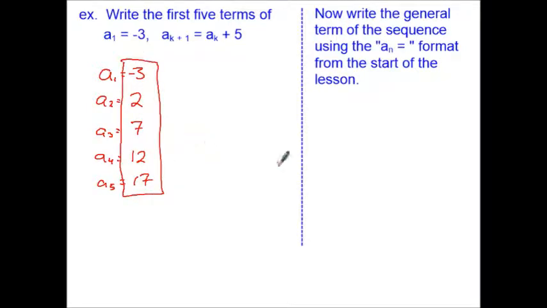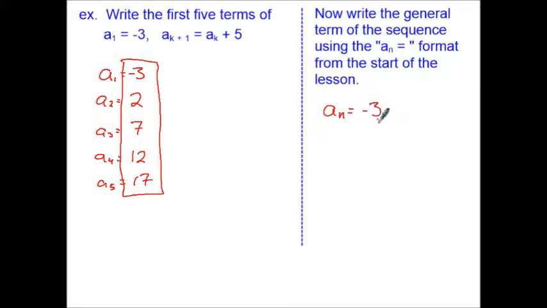Alrighty. Okay, but now I want to write the general term using a sub n format from the beginning. So basically now it's just taking this recursive thing, which admittedly some people think looks very confusing, and that may be you as well. But maybe I can take this and turn it into something that looks more like a y equals mx plus b sort of thing, and with a simple plus 5 each time, that should be doable.